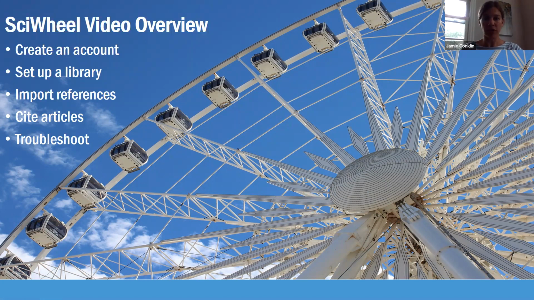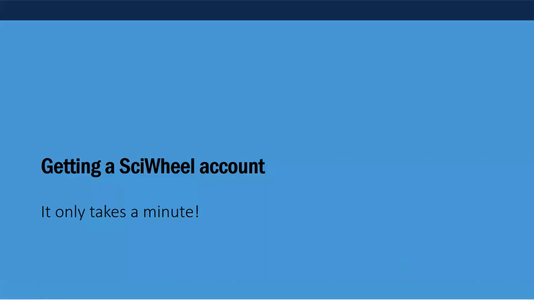In this video, we'll walk through creating an account, setting up a library, importing references, citing articles in Microsoft Word, and troubleshooting. I'm going to walk you through these processes one at a time and allow you some time to pause so that you can recreate the steps yourself. I'm also going to stop my video so that you're able to see everything in the upper right-hand corner. Let's begin by getting a SciWheel account.